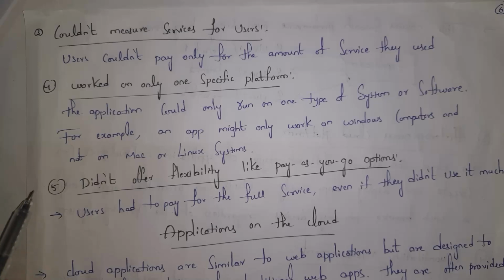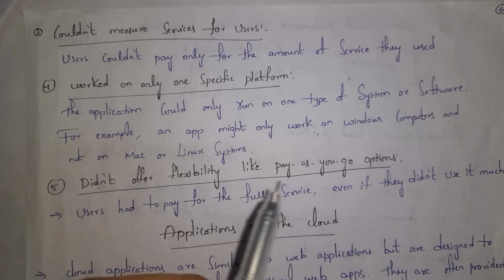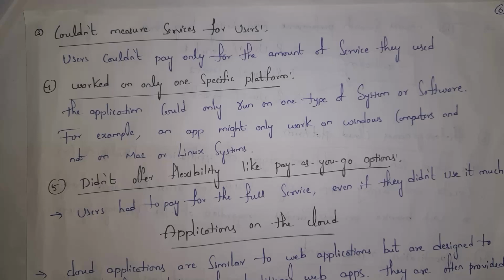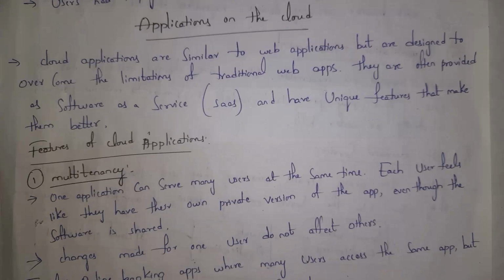Fifth limitation is that it didn't offer flexibility like pay as you go options. Guys, for some web applications, even if you use or don't use that application, you need to pay complete money. So users had to pay for full service even if they didn't use it much. Guys, in order to overcome problems of web applications, cloud applications were introduced.